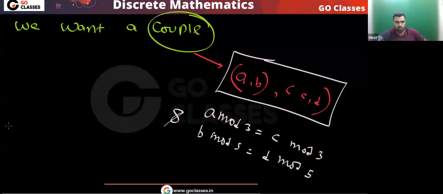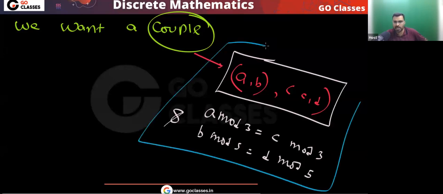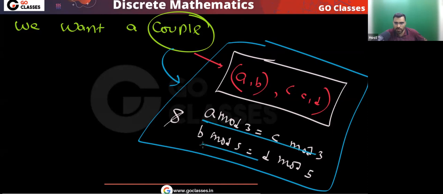Remember, this is the definition of a couple. We are saying this complete thing is called a couple. Now, we want this type of couple. This also should happen, and this also should happen.